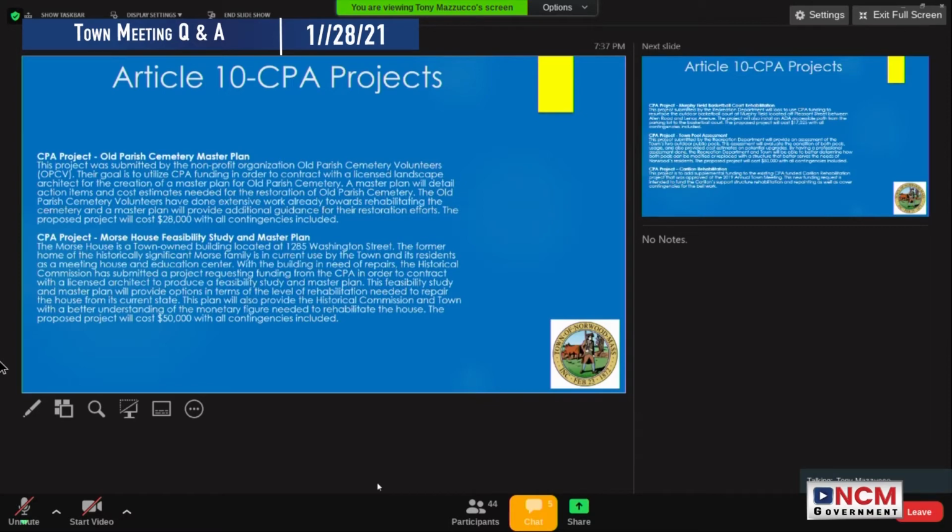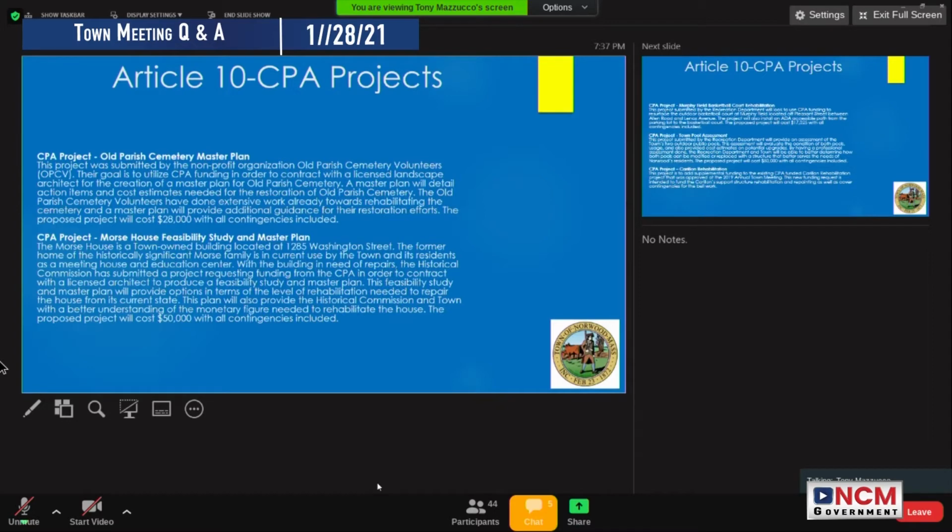The CPA project, the Morse House feasibility study and master plan. For those of you who aren't familiar, the Morse House is located in South Norwood, right near the middle school. And this would conduct both a feasibility study and a master plan. The feasibility study would look at what the house needs from a structural standpoint, from an MEP standpoint, give us cost estimates of those. Does it need new windows? Does it need new doors? And what would it cost to have them done from a historic preservation standpoint? As well as for the rehabilitation, as well as sort of a master plan for the property.